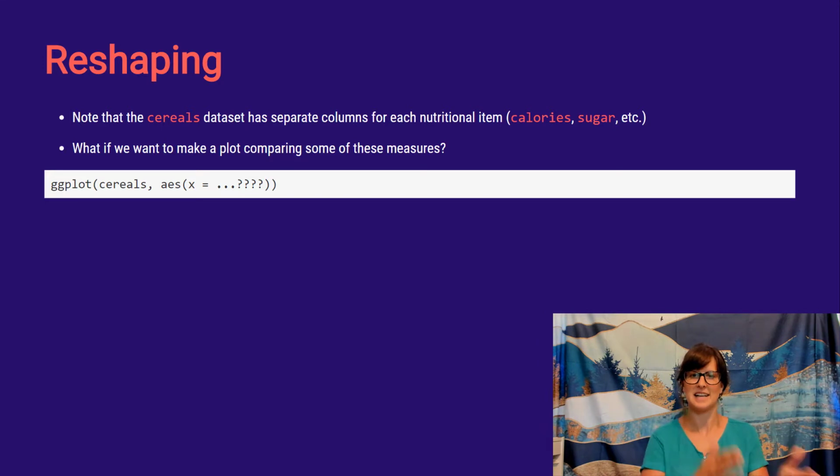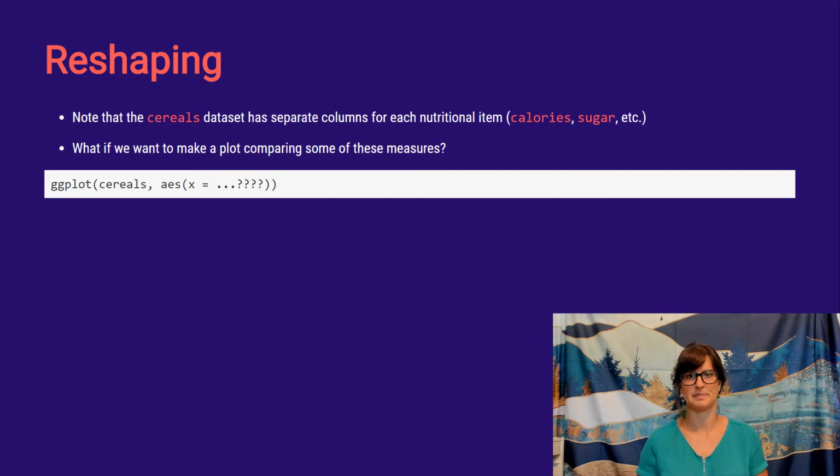But we can't do x equals calories because then we just have calories. And we can't do x equals sugar because then we just have sugar. And anyways, these are numeric variables, not categorical, so they don't really make sense to be on that x-axis for side-by-side vertical box plots. So we're sort of stuck, and we're sitting here saying, I know what I want to make, but I don't quite have the data in the form that I need to send that into my grammar of graphics.